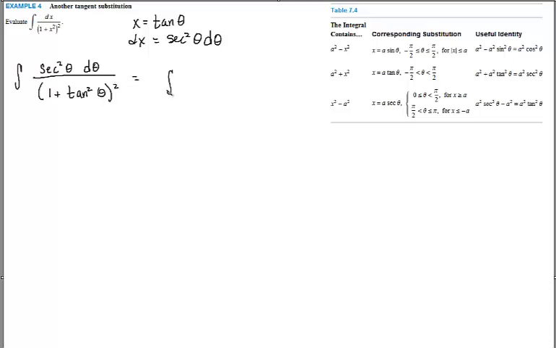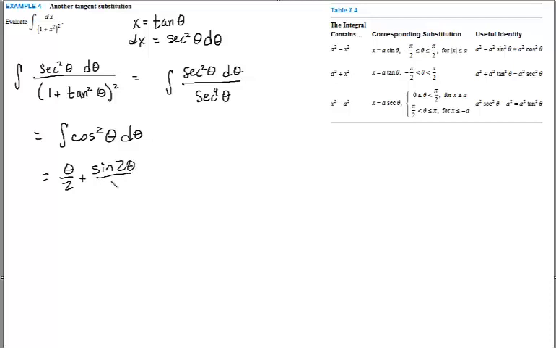So I'm going to get the integral of secant squared theta d theta over secant to the 4th theta, which of course is going to end up being 1 over secant squared, which is just cosine squared theta d theta. Okay, well, I've done that one before. I'm just going to use those double angle formulas, and in substituting I'm going to end up getting theta over 2 plus sine 2 theta over 4 plus c.